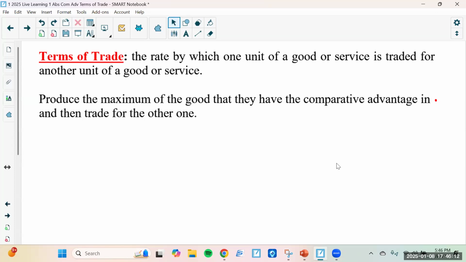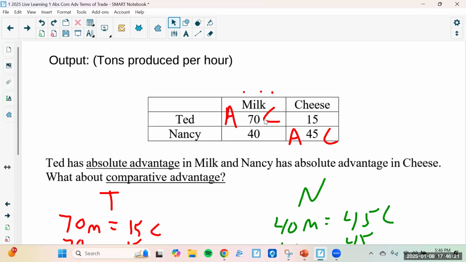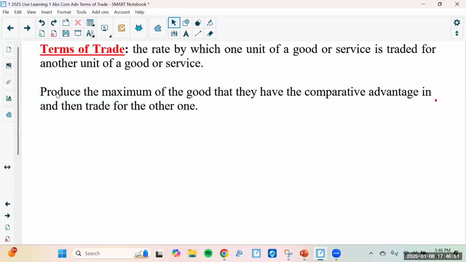Terms of trade. Terms of trade is now we're going to specialize and then we're going to trade with each other. So back here, we know that Ted's factory is going to produce nothing but milk. Nancy's factory is going to produce nothing but cheese. But Ted still wants to buy some cheese and Nancy still wants to buy some milk. So what they're going to do is they're going to trade with each other. They're not going to buy it. In the real world, you use money to buy stuff. But here, what they're going to do is they're going to trade milk for cheese. They're going to trade with each other. How much they trade is called the terms of trade. Okay, so basically what you do is you produce the maximum of the good that you have the comparative advantage in, and then you trade for what you need.